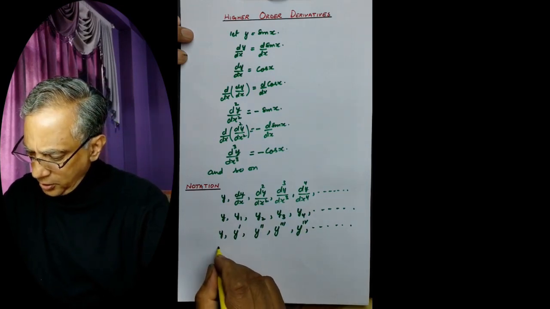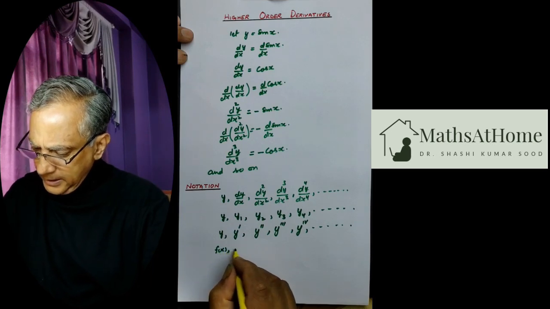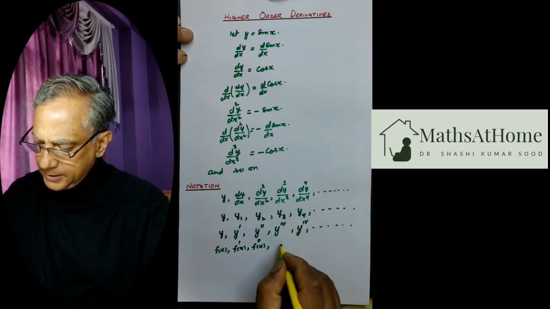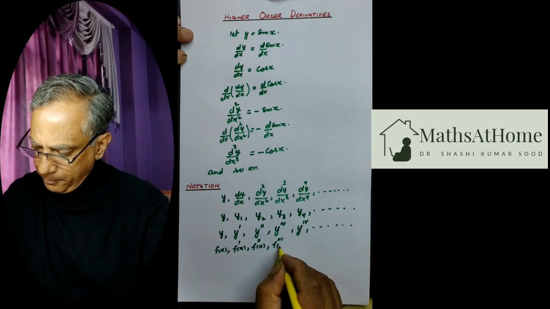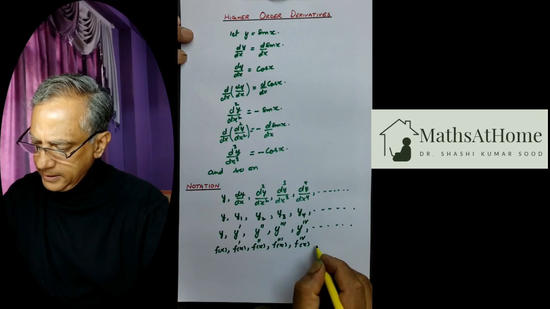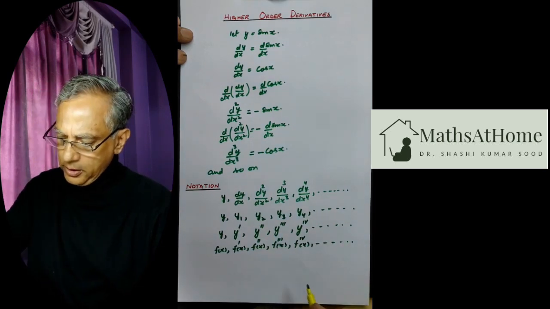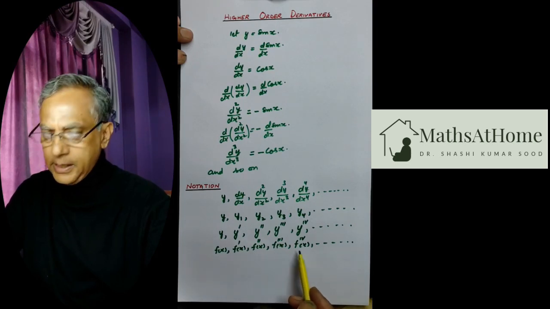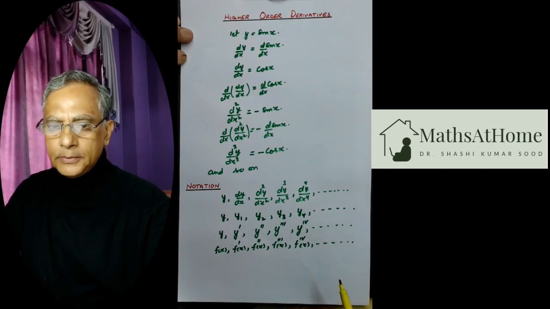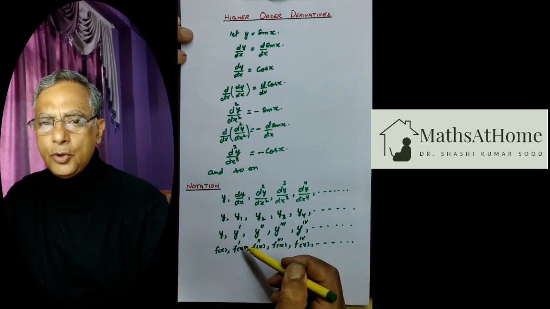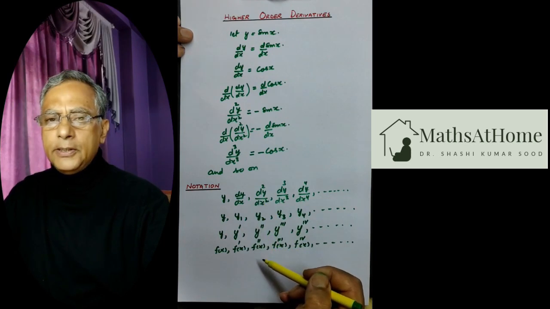If the function is denoted by, say, f(x), then the first order derivative will be f dash x. Second order derivative will be f double dash x. Third order derivative will be f triple dash x. And fourth order derivative will be denoted by this, and so on. If we use this notation, it will be f, f1, f2, f3, f4 and so on. So these are the four popular notations that are generally used. We will use any one of these.